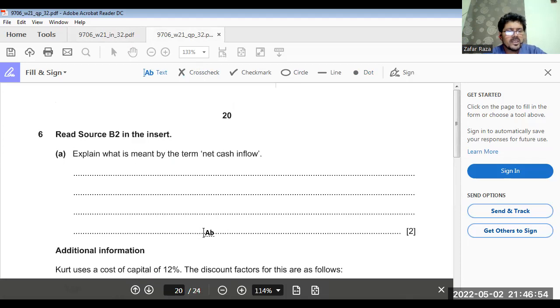Now, question number 6. Net cash inflow.